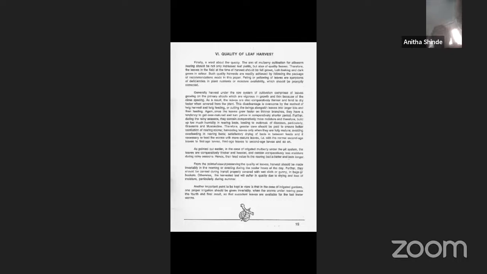So the aim of this mulberry cultivation for silkworm rearing should be not only to increase leaf yields, but also the quality of leaves. Therefore, the leaves in the field at the time of harvest should be fully grown. They should be lush looking and dark green in color. Such quality harvests are readily achieved by following the package of recommendations. Paling or yellowing of leaves are the symptoms of deficiencies in plant nutrients or moisture. If they become yellowish, then it is of no use, so it should be promptly corrected. This is how you have to take care.